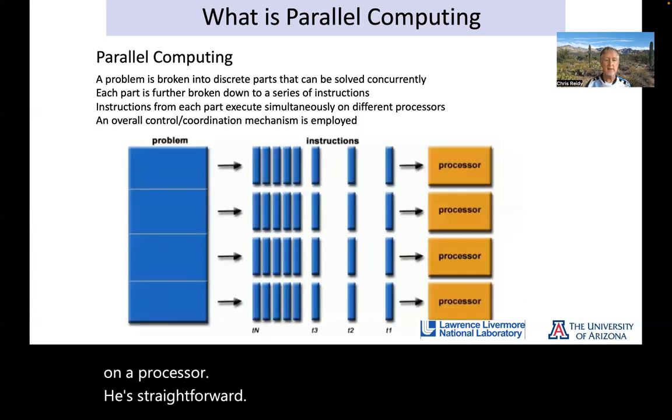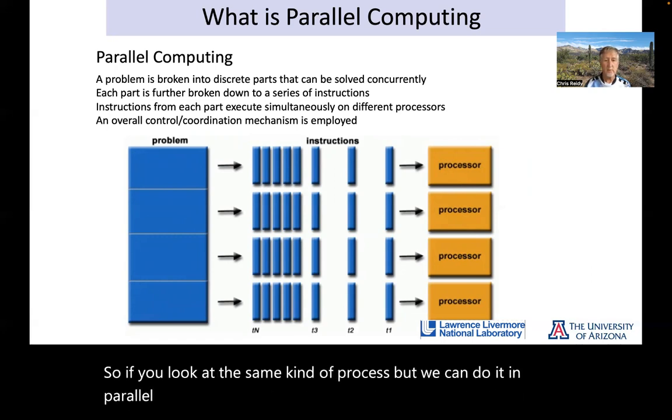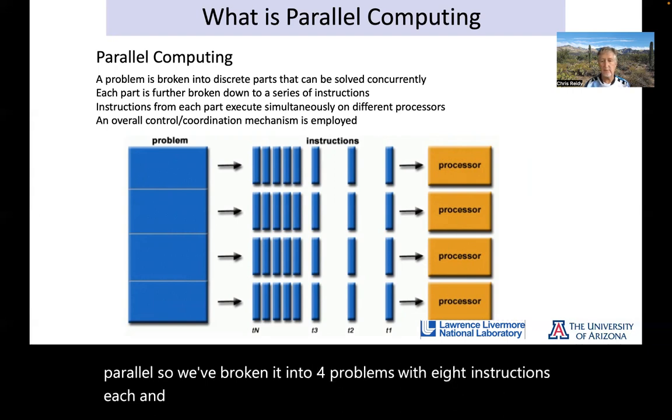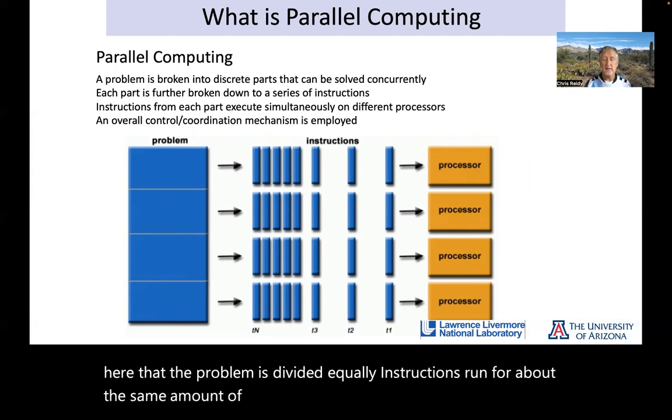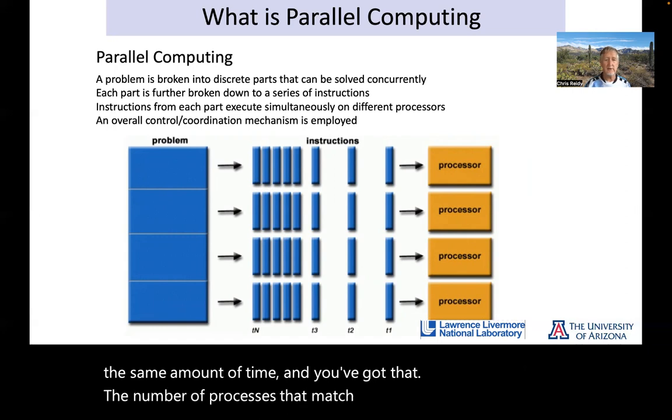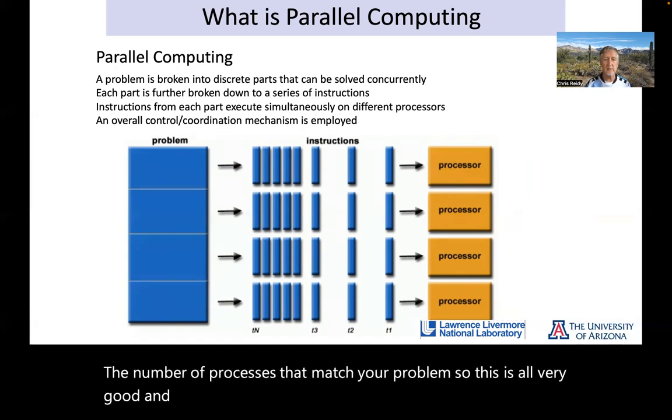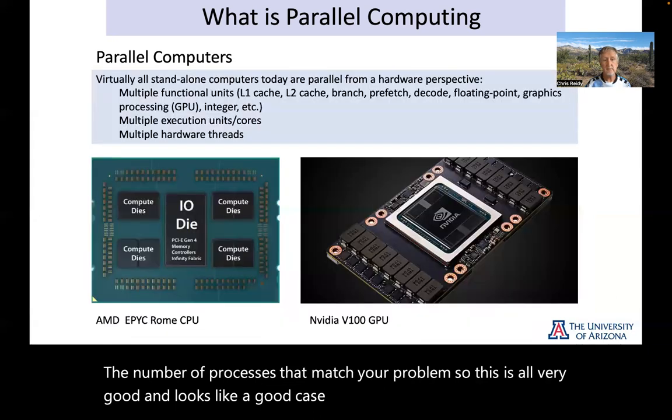If you look at the same kind of process, but done in parallel, we've broken it into 4 problems with 8 instructions each, and each runs on one of the 4 processors. You'll note here that the problem is divided equally. Instructions run for about the same amount of time, and you have a number of processes that matches your problem. So this is all very good and looks like a good case for parallel computing.